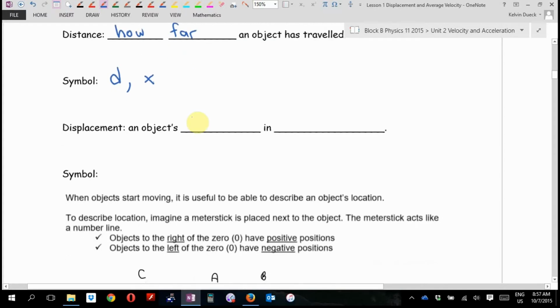Displacement. That's an object's change in position.